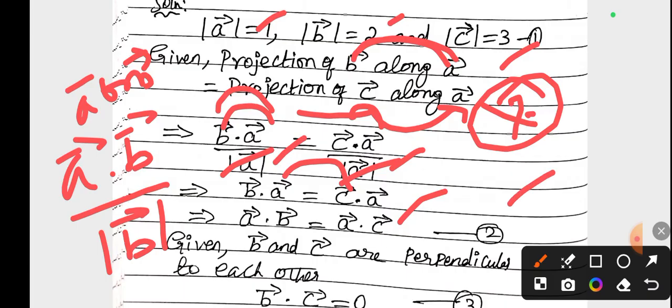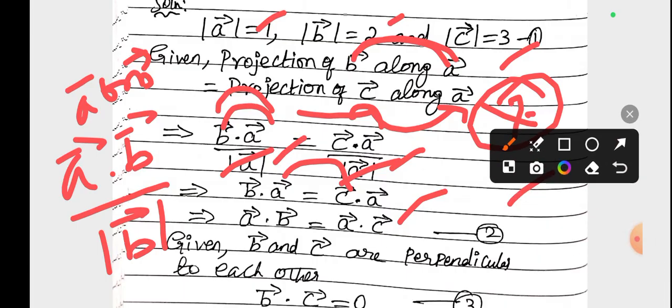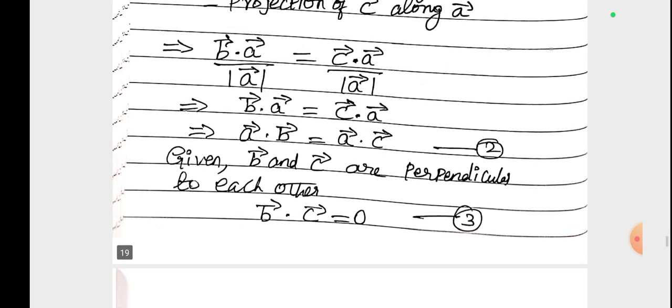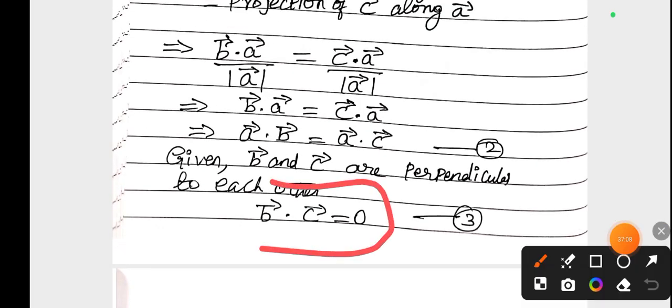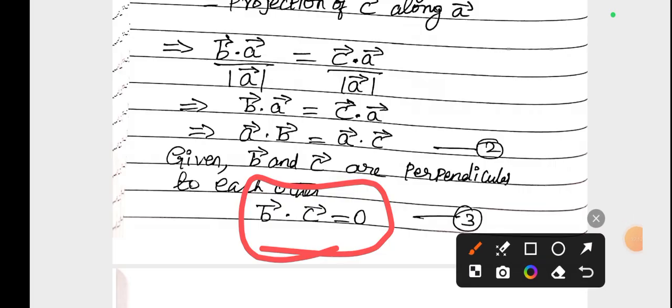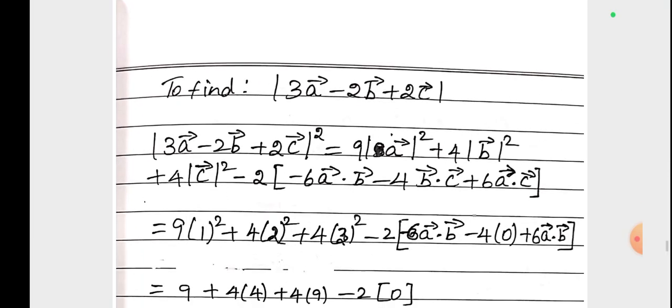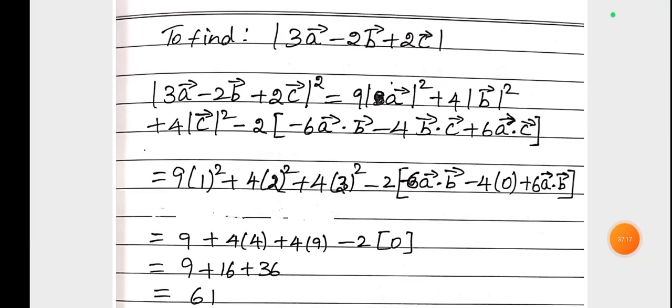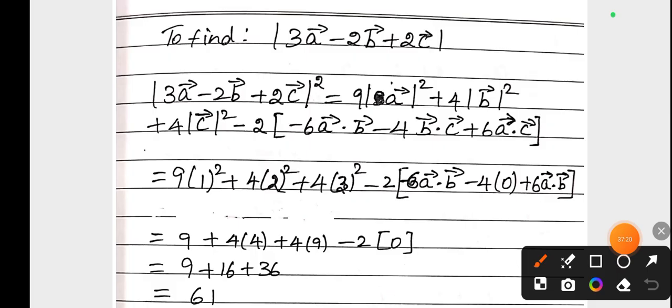Take the second equation. Since B and C are perpendicular to each other, we can write B vector dot C vector is 0. You know, children, two vectors perpendicular, A vector dot B vector is 0. Here B and C perpendicular, B vector dot C vector is 0. Now we want to find the magnitude of 3a vector minus 2b vector plus 2c vector. Do whole square as it is. You know, a plus b plus c whole square is a square plus b square plus c square plus 2ab plus 2bc plus 2ca. That way 2 common, ab plus bc plus ca.